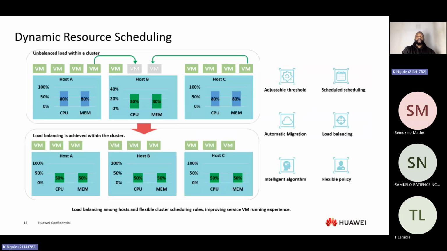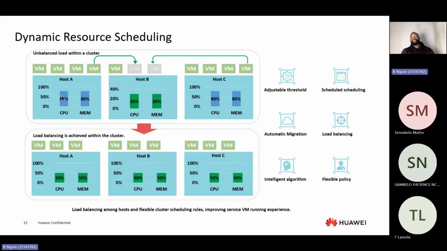Okay, so we have dynamic resource scheduling. So when we talk about dynamic resource scheduling in FusionCompute, it will use an intelligent algorithm just to automatically optimize the resource distribution in compute clusters. So this will help in terms of load balancing.